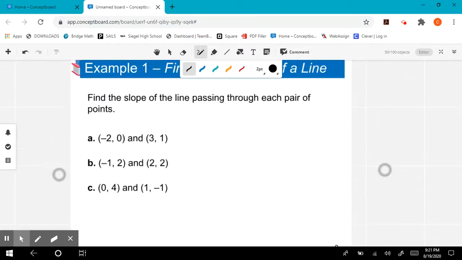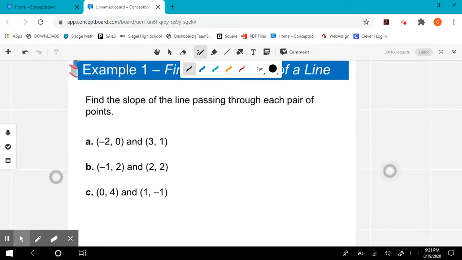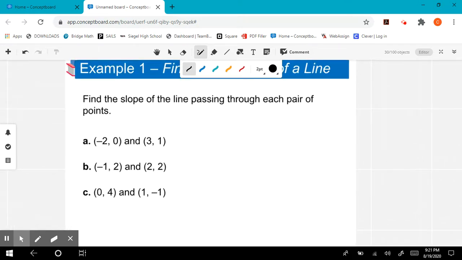Easy enough here. Three sets of points where they want us to find the slope. I'll do the first one right here for you. It does not matter on these two points which one's x1, y1 or x2, y2. You can pick either one. So I'm just going to label, for simplicity's sake, this is going to be x1, this is going to be y1, this is going to be x2, and this is going to be y2.